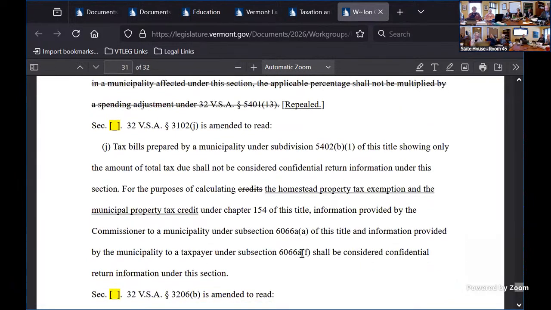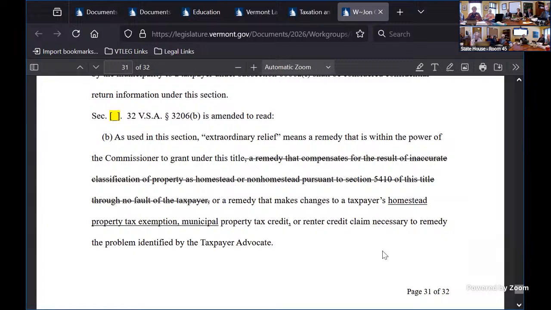More conforming changes here at the bottom, just to make sure that we're capturing both the exemption and the municipal property tax credit. We can't just reference credits anymore because we now have this exemption. Similarly, cleanup here at the bottom to make clear we no longer need to have a remedy that compensates for the result of inaccurate classification of properties as homestead or non-homestead, for the purposes of a uniform rate that's applied across both homestead and non-homestead.